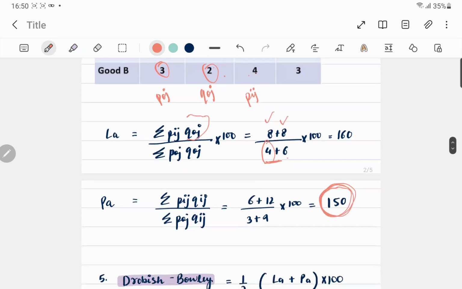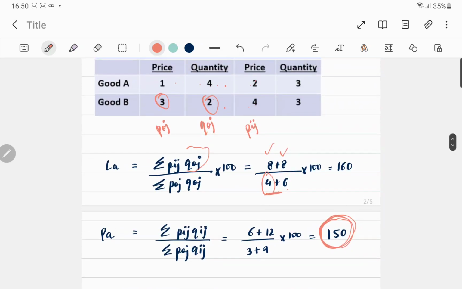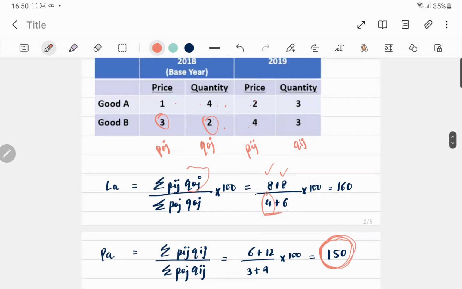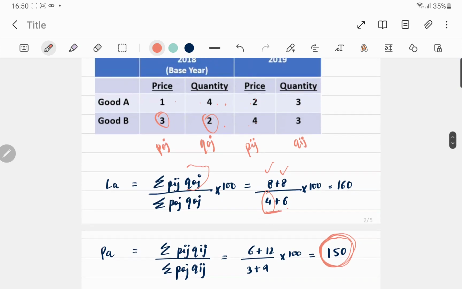Now I will move forward. Just as a hint, this is your Qij. So you can quickly solve this question and check for yourself.